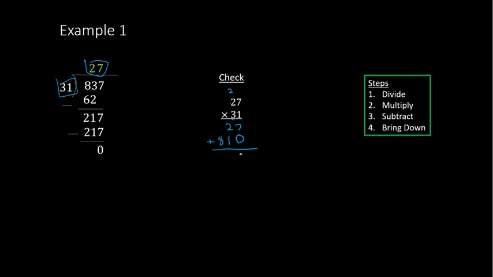Now you can add those together. 7 plus 0 is 7. 2 plus 1 is 3. Then you have an 8 in the front. Notice that is the exact same number as the dividend. So that means our answer of 27 is correct.